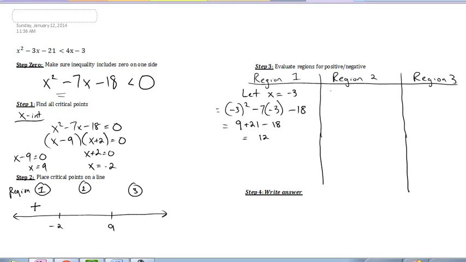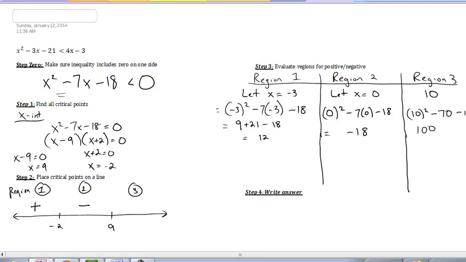So if I move to region 2, it has 0 in it. I should always test 0 if I can, because it's algebraically one of the easiest numbers to test. And it is very clear when we do that we get minus 18, and this is a negative region in 2. Then we move to region 3, and I've got to test something bigger, so I'll test 10. And I've got 10 squared minus 70 minus 18, or 100 minus 88, which again is 12. And that therefore is going to be a positive region.